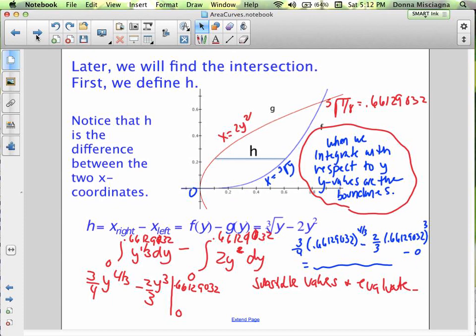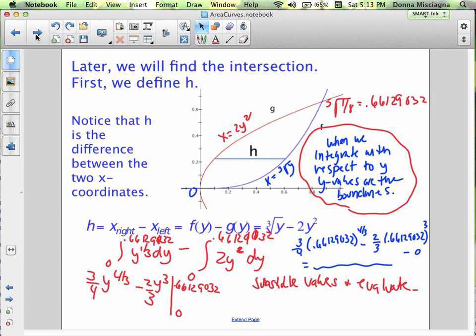All right, so now we found the intersection. Notice that h is the difference between the two x coordinates. You have horizontal stripes. Right, so when we're integrating with respect to y, y values are the boundaries. Right, so we're looking at the y values, not the x values. But that's okay. When we solved it, we were solving in terms of y because it was x equals. We were solving for y's. Right, we had y equals 0, and we had y equals the fifth root of 1/8. Right, so we had it set up so that we would find y values.